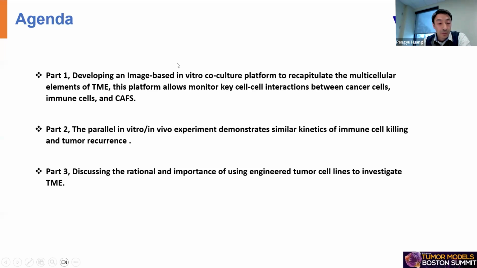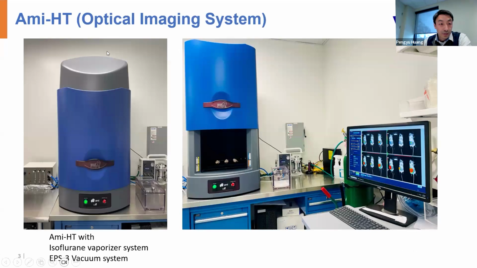Second part, I'm going to talk about the parallel in vitro and in vivo studies. In the last part, I'm going to discuss the rationale and the importance of why I use the engineered tumor cell line for this study.